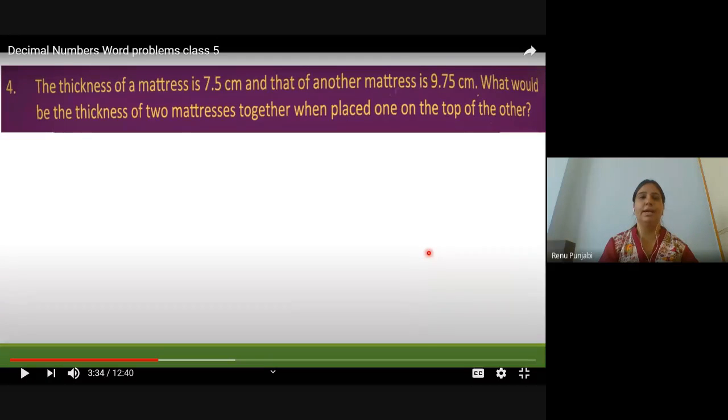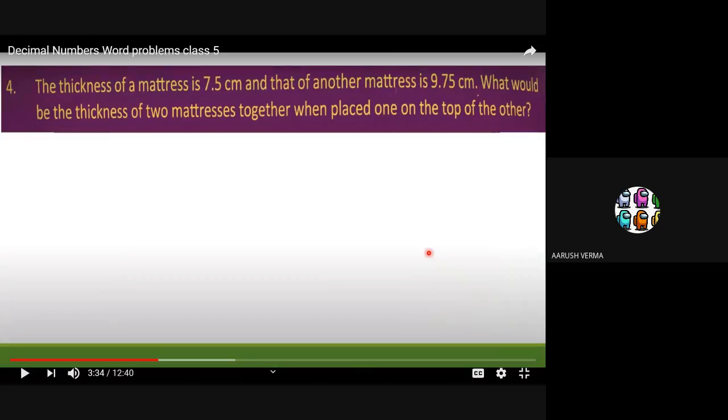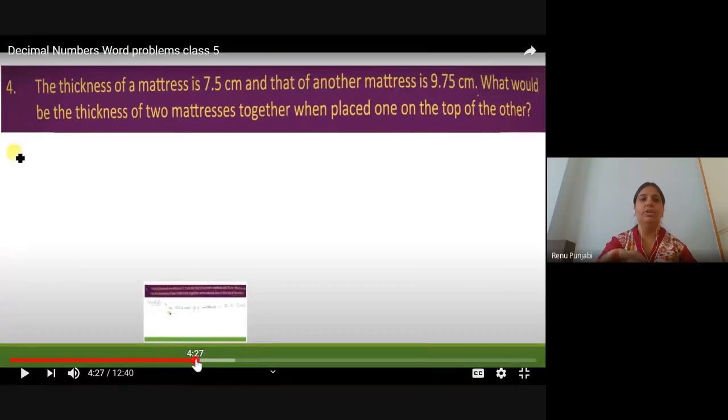What will be your first step? Ma'am, the first step will be to make like decimals. Yes, we will make like decimals. After making them like decimals, we have to add them. And I will show you directly how to write the statement.